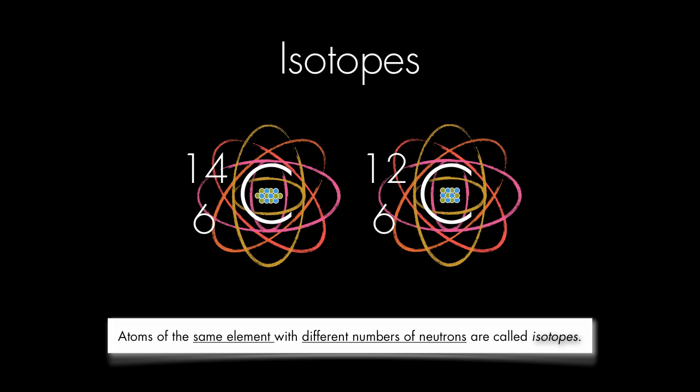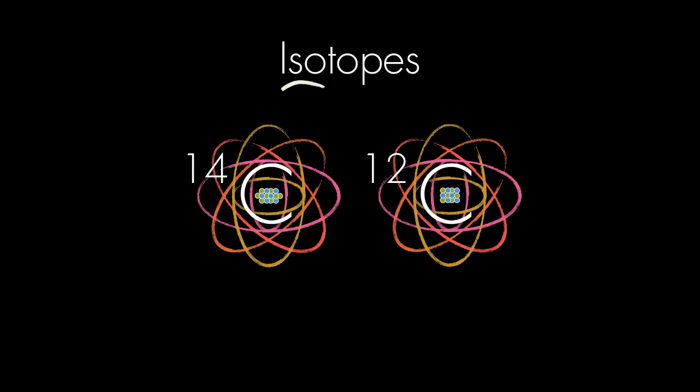Notice how they have the same name and symbol and even the same atomic number Z. So in fact, when I refer to these as carbon-14 and carbon-12, notice I don't need to specify the atomic number. So what does isotope mean?